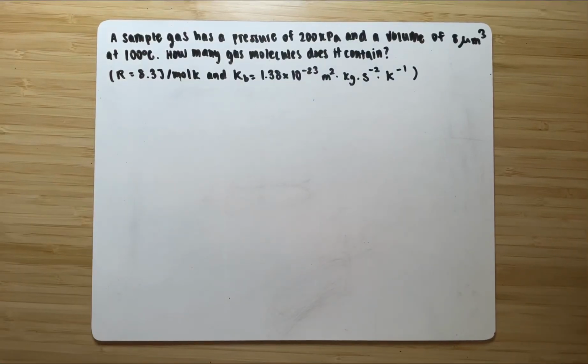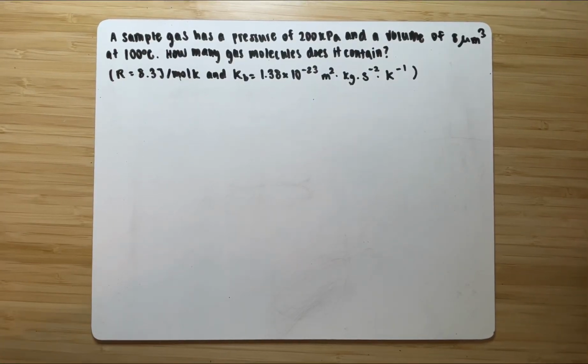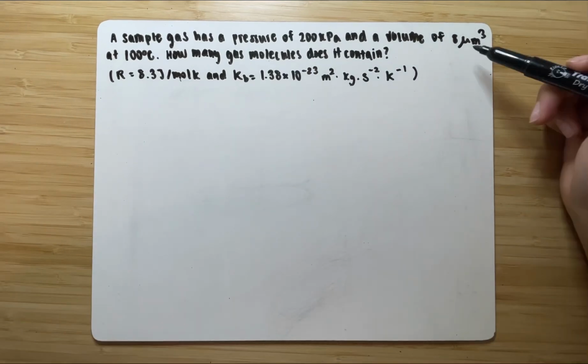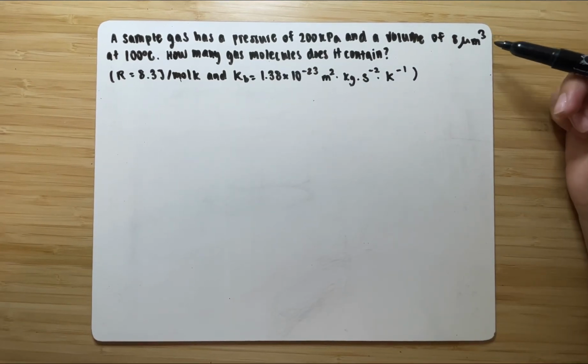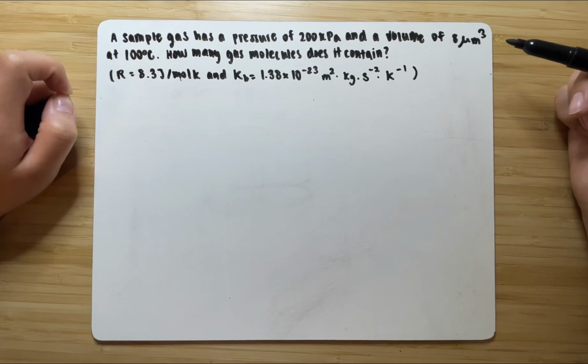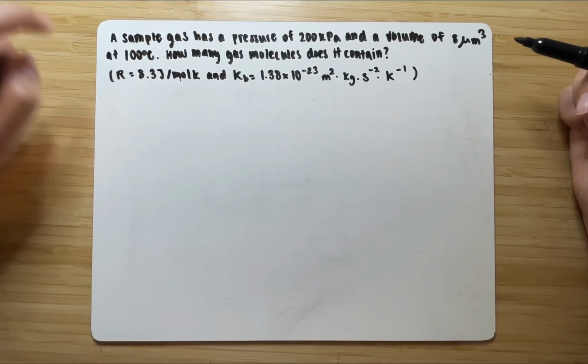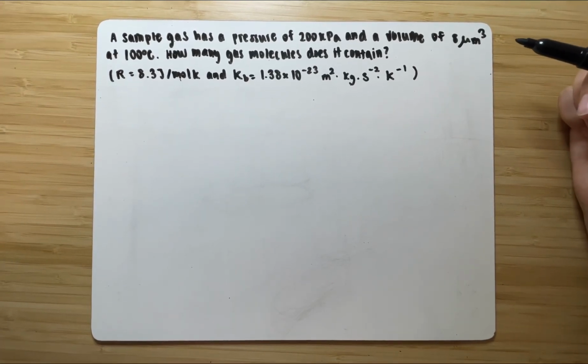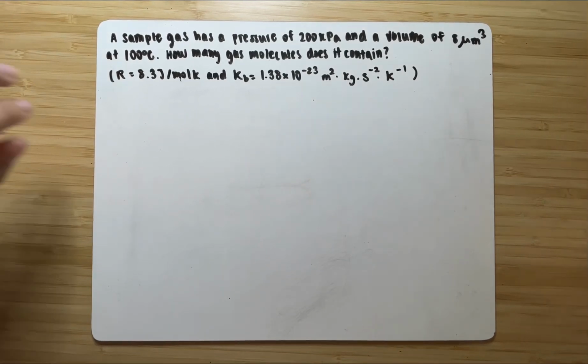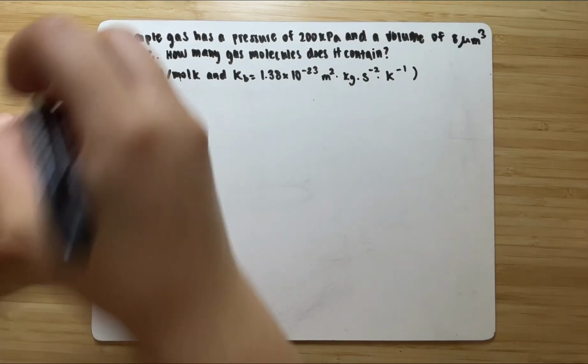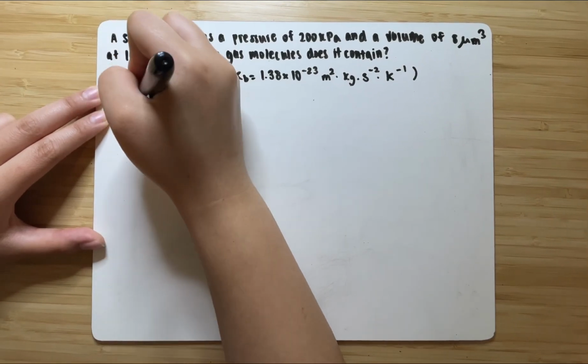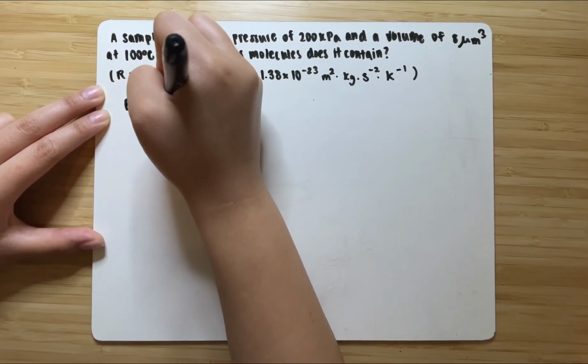A sample of gas has a pressure of 200 kilopascal and a volume of 8 micrometers cubed at 100 degrees Celsius. How many gas molecules does it contain? When we start this problem, we want to list out the two equations to find the gas molecules. So the first equation is going to be PV equals N k_B T.